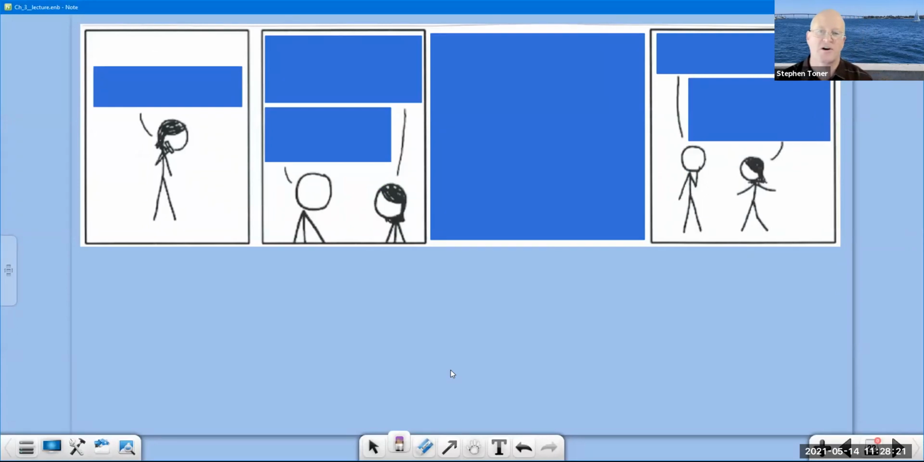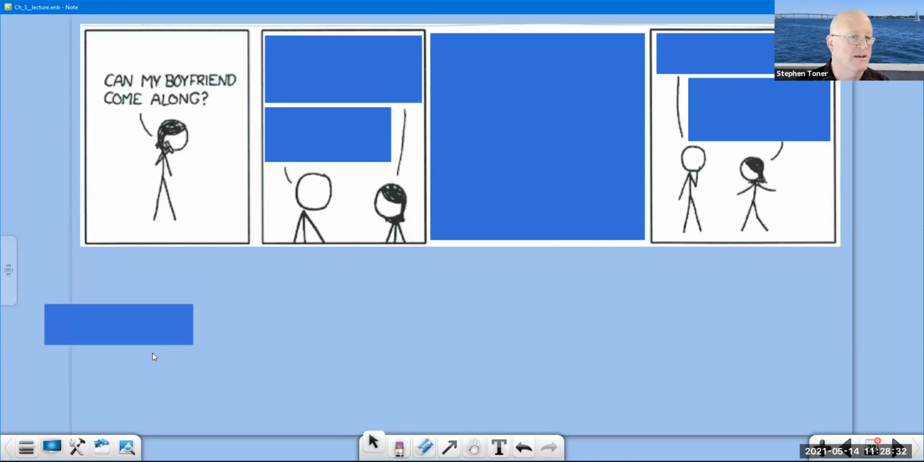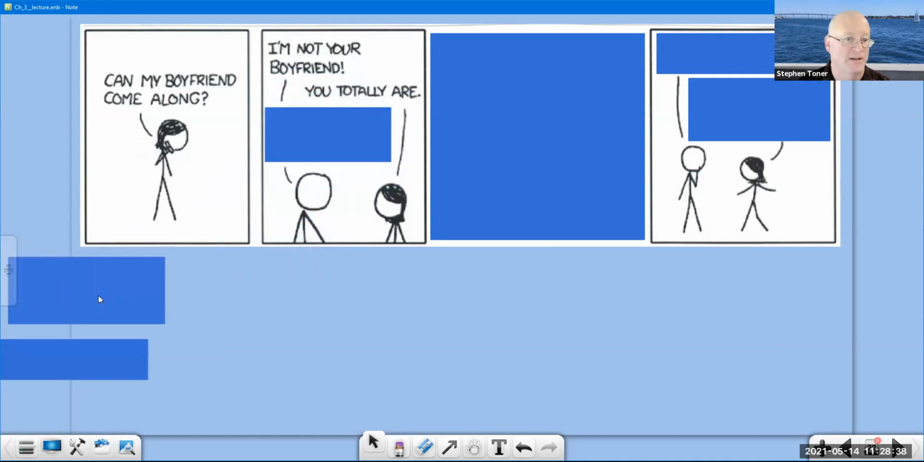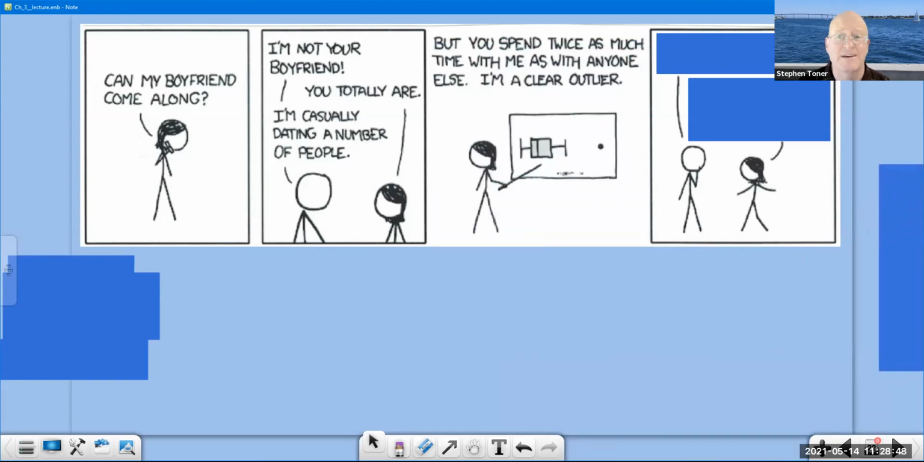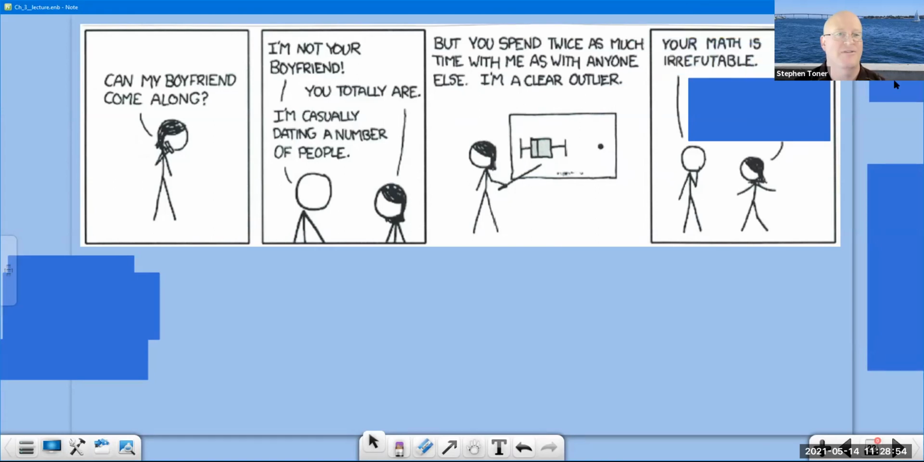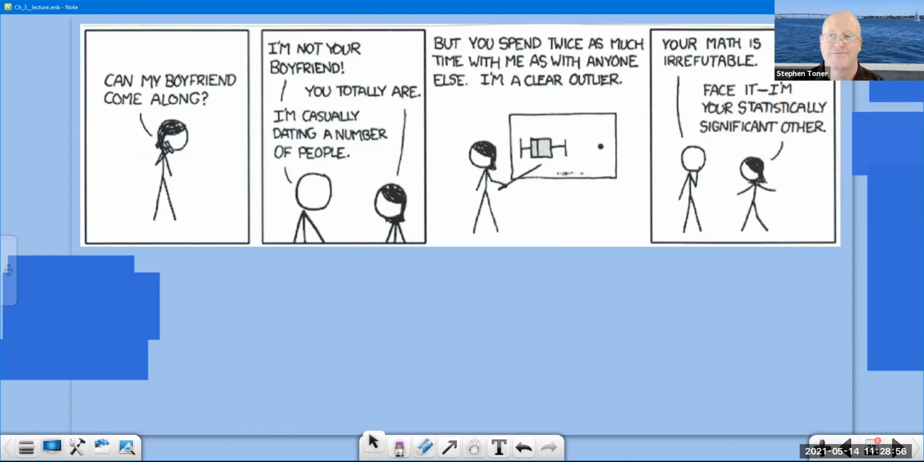Okay, I've got a fun little comic that goes along with this. At least I hope you find it kind of entertaining, especially with my voices that I'll use to read this. The gal goes, "Can my boyfriend come along?" "I'm not your boyfriend." "You totally are. People. But you spend twice as much time with me as with anybody else. I'm a clear outlier." "Your math is irrefutable. Face it, I'm your statistically significant other."